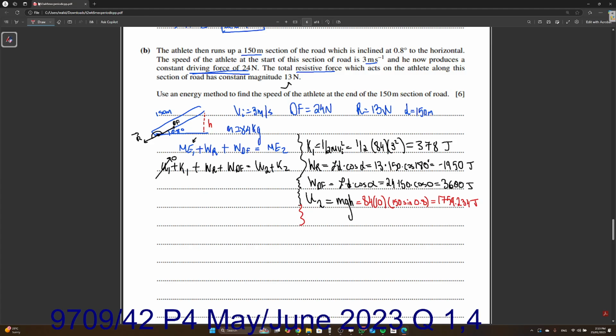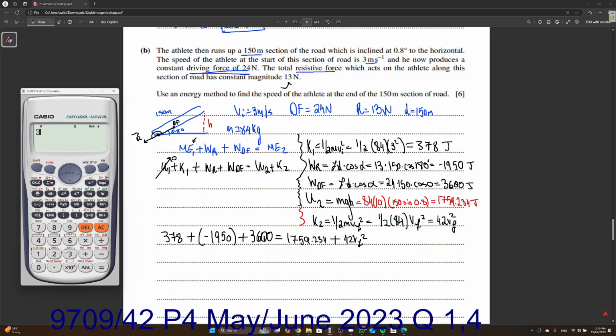K2, we're going to continue. K2 is half mv final squared. It's half times 84 times v final squared, which we don't know, so we can just put it as 42 v final squared. Can we substitute everything now? Yes. K1, 378, plus work done by the resistive force, negative 1950, plus work done by the driving force, 3600, is equal to U2, which is 1759.234, plus K2, which is 42 v final squared.